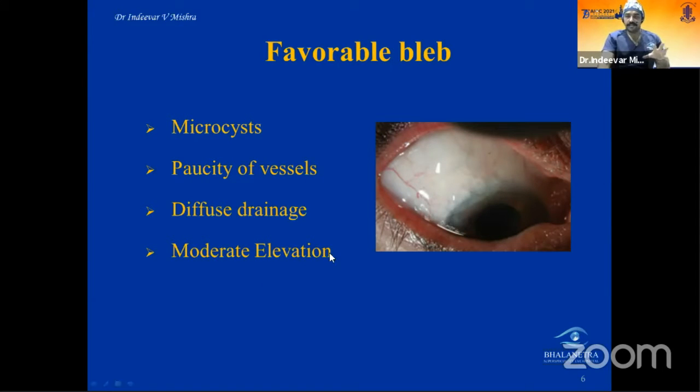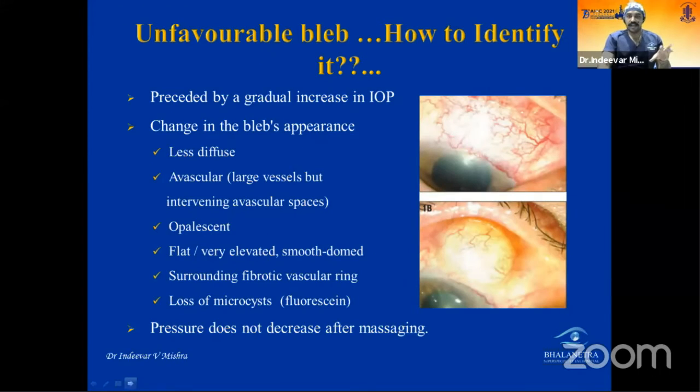A favorable bleb is something which looks like this: it should have microcysts, a paucity of vessels, diffuse drainage, and a moderate elevation. Whereas an unfavorable bleb is angry looking. It is avascular, or it may be too avascular, and might appear blanched out. It might be flat or very elevated with a smooth or dome-shaped appearance. It can be a well circumscribed bleb, indicating that there is an encystment formation. There will be a surrounding fibrotic vascular link, and a lot of microcysts. Once you apply pressure over the eye, you notice no fluctuation in the bleb.